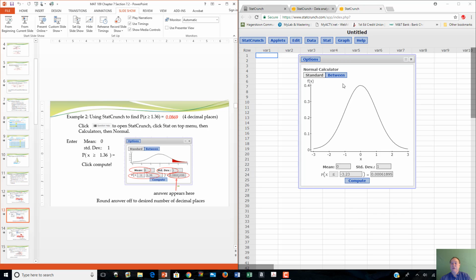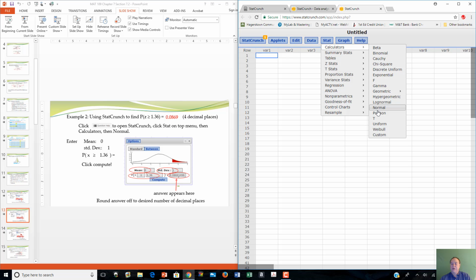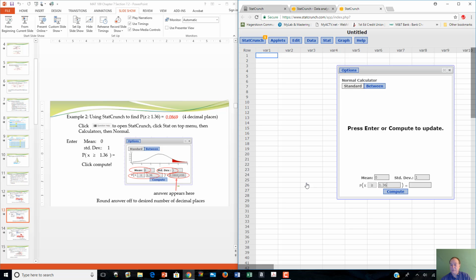Okay, so I already have, if you wanted to, let me close this down. You would hit Stat, Calculator, Normal. Mean is 0, standard deviation is 1. I want greater than or equal to 1.36. Hit Compute, and there's your answer, 0.08. You can see this is much easier than using the tables.